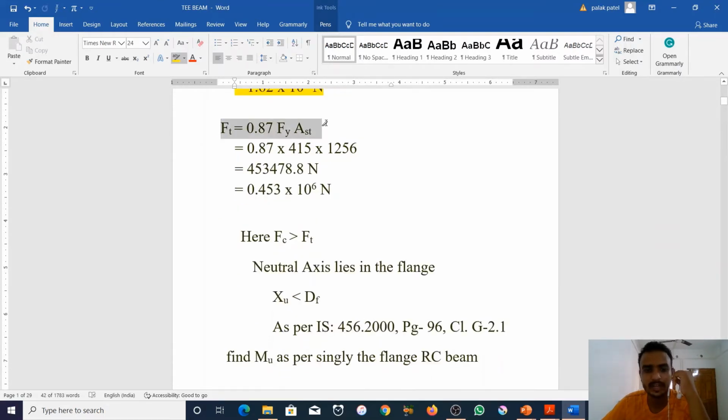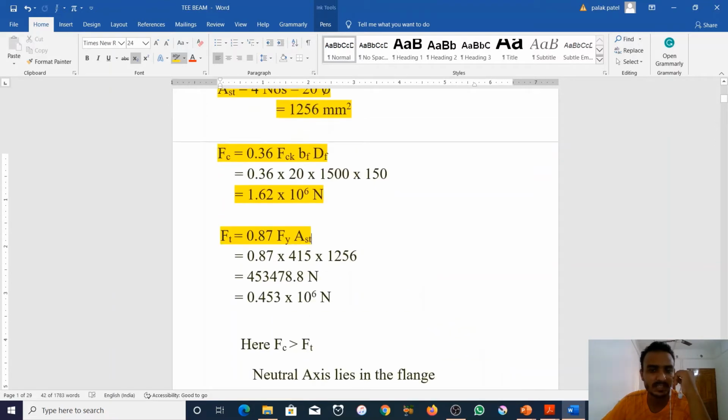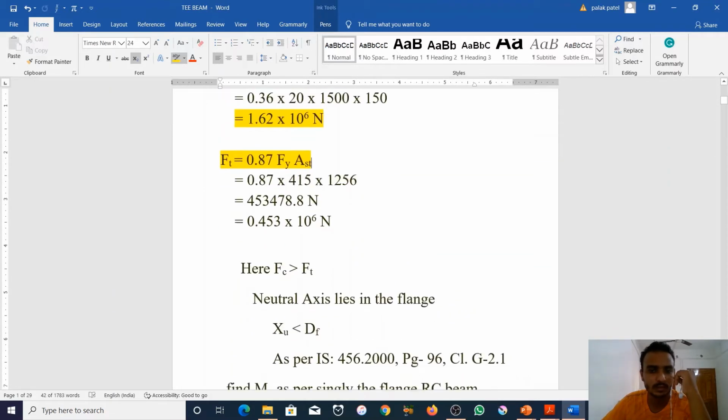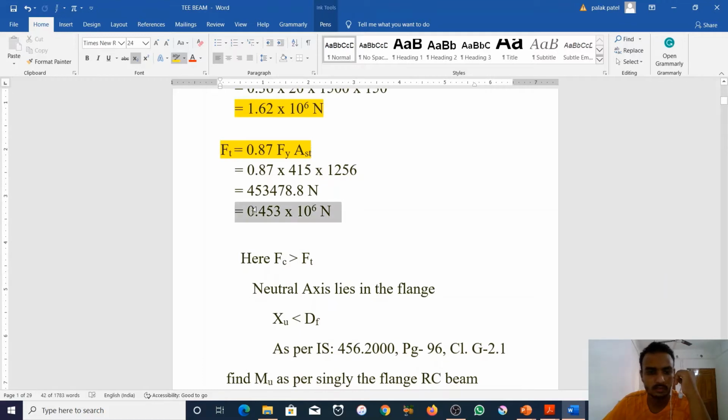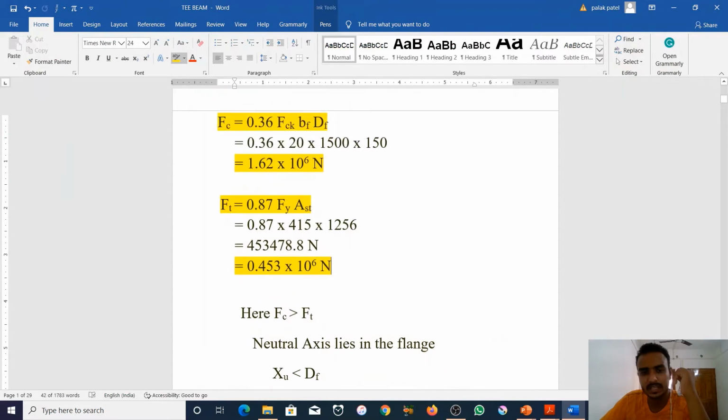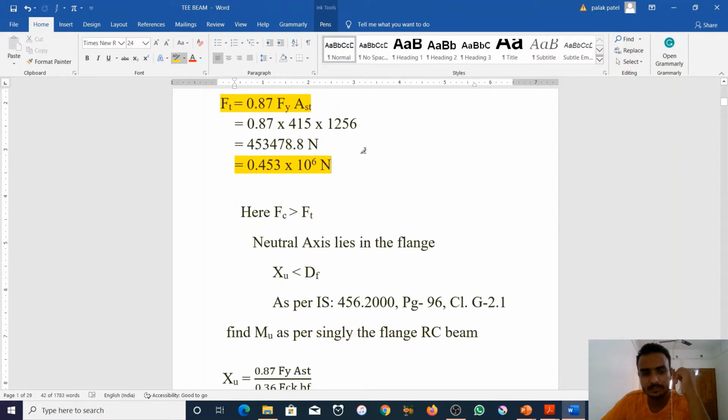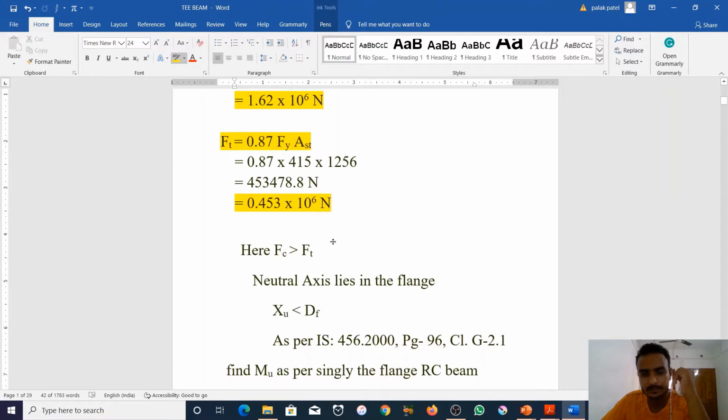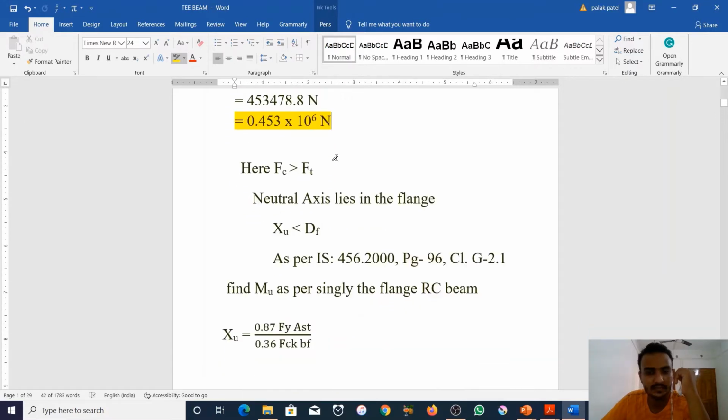Then find Ft, 0.87 fy Ast. 0.87 fy is 415, Ast we calculated here 1256, and after the calculation we found the result 0.453 into 10 raised to 6 Newton. Both are forces. Ft means tension and Fc means compression. Here Fc is greater than Ft.